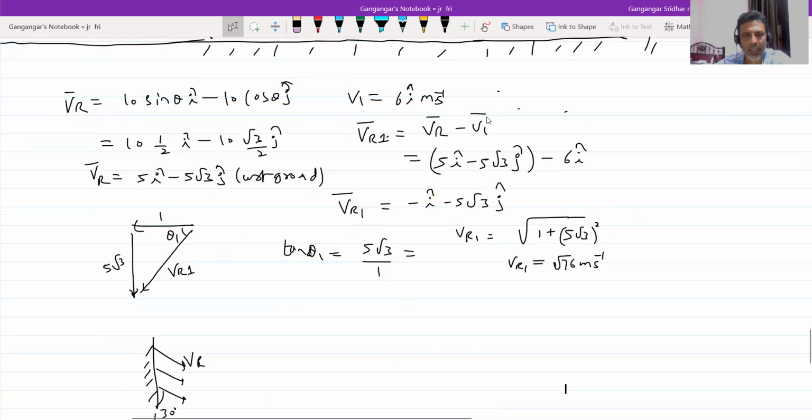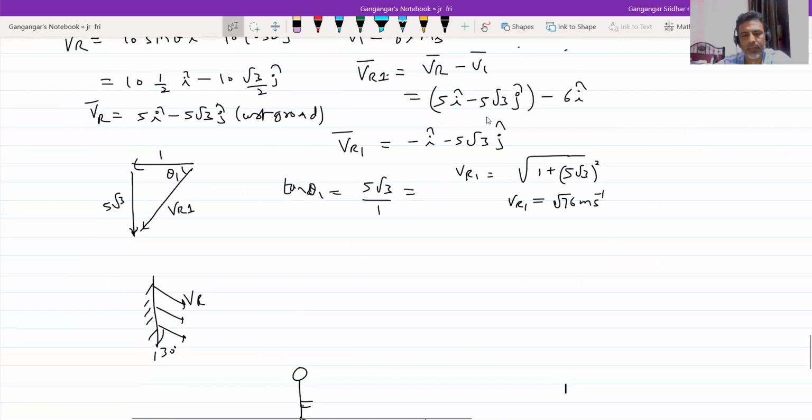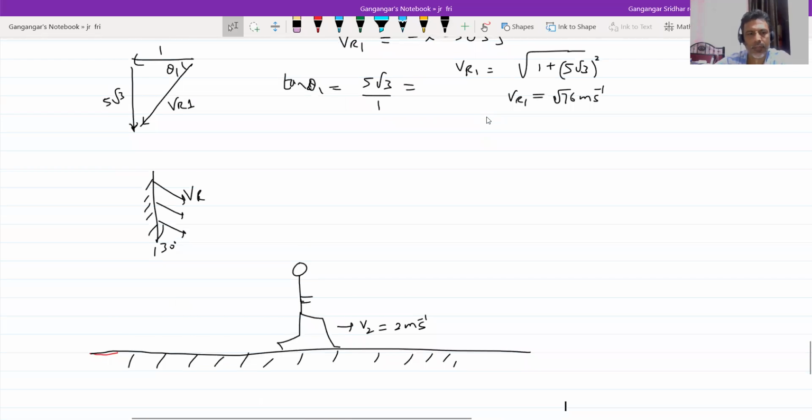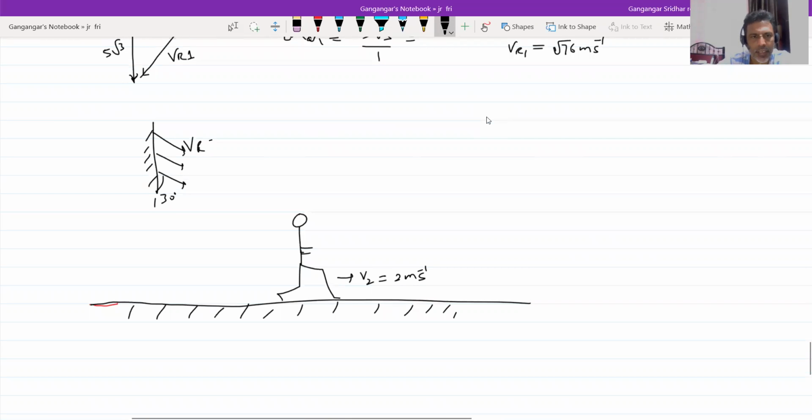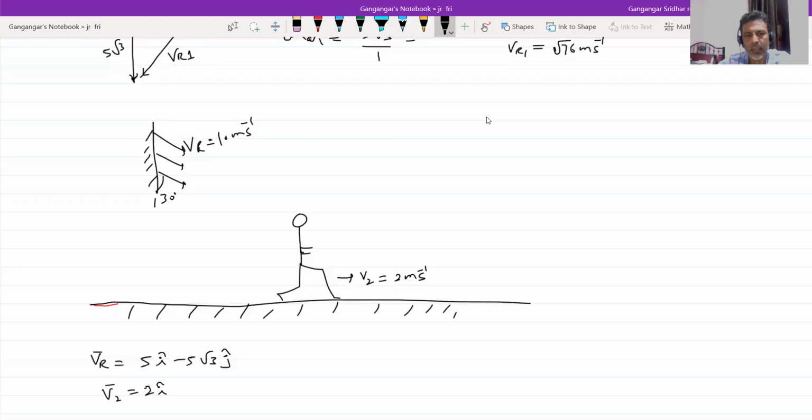5 i cap minus 5 root 3 j cap. From yesterday, the rain was 10 meter per second. So the velocity VR bar is equal to 5 i cap minus 5 root 3 j cap. Okay, now V2 bar will become equal to 2 i cap. Take this much here.